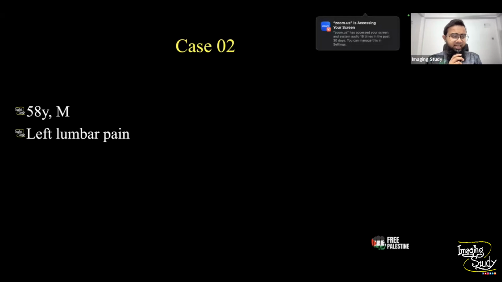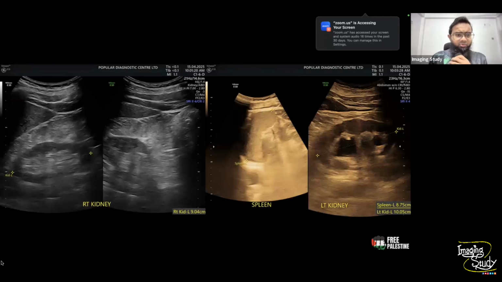This is a 58-year-old male patient who came with left lumbar pain. Let's see what we have got on ultrasound right now. Here you can see this is the right kidney.